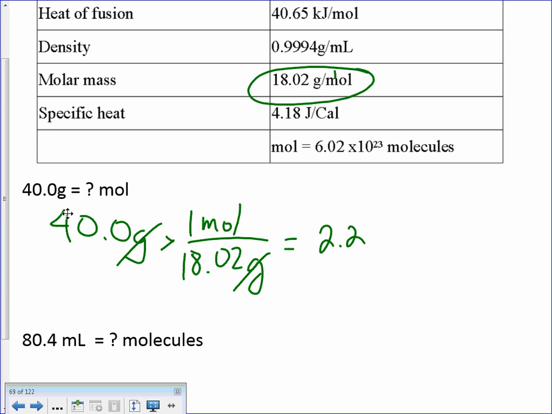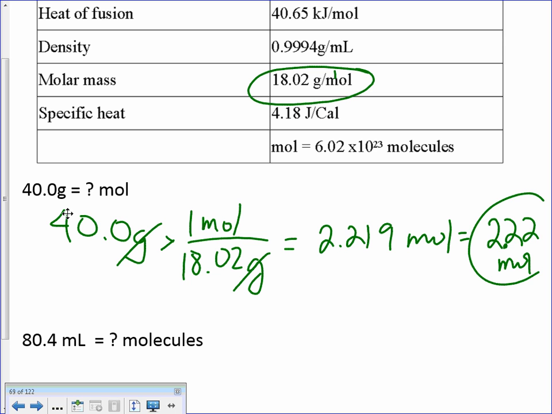2.2 what? 2.19, sorry. Okay. I have my rounded one on here. Moles, and so we've gotten to moles, and then how many sig figs? 3. So round that to 3 sig figs. 2.22 moles. Good. Okay, so you can select from a chart the appropriate conversion factor because you understand that you're looking for one that combines both of these.